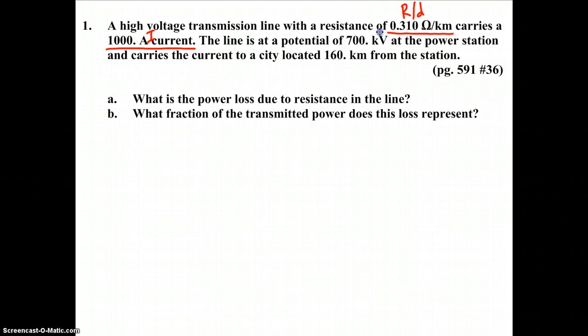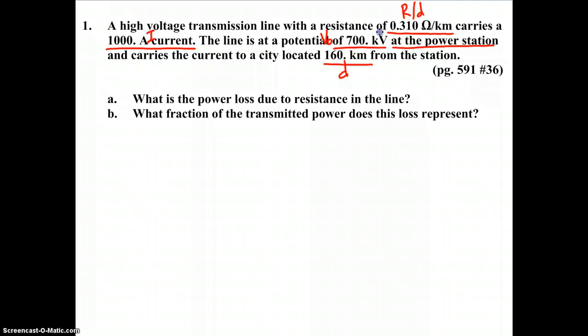The line is at a potential of 700 kilovolts. So this would be the original V value at the power station. That's why it's the initial voltage. And it carries the current to a city located 160 kilometers from the station. So there's the D value we mentioned up above, and that's how far the electricity gets carried.